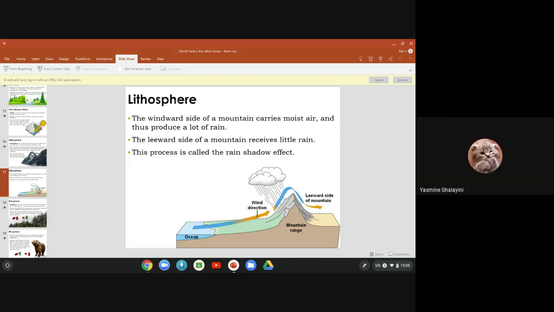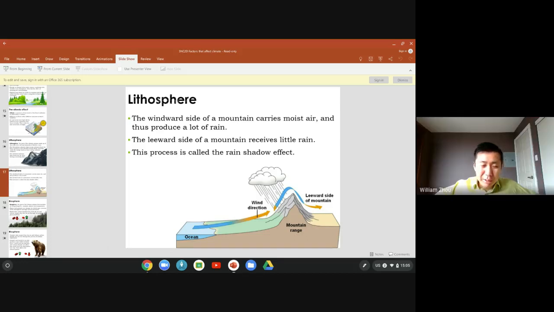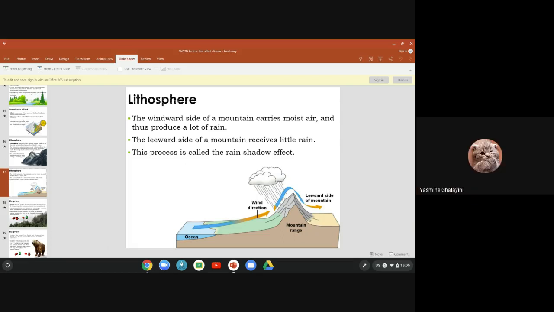I have a related question. It's kind of stupid, but you know how the wind goes from the ocean all the way up the mountain? Wouldn't it push the clouds to the other side? Like, you know, the wind pushing the clouds to the other side.